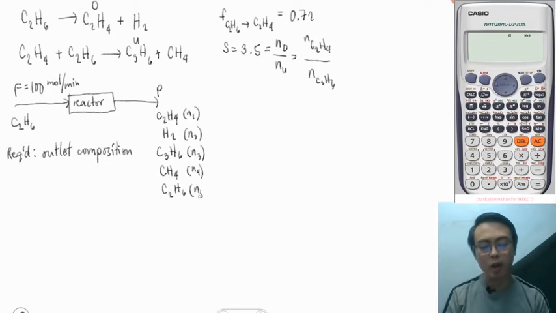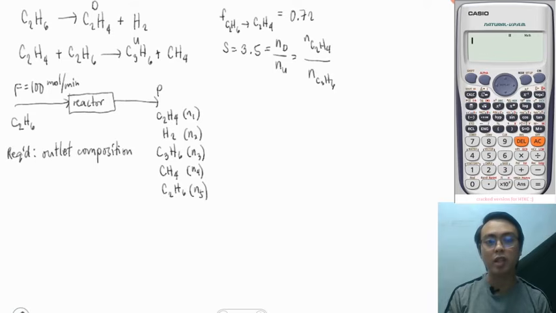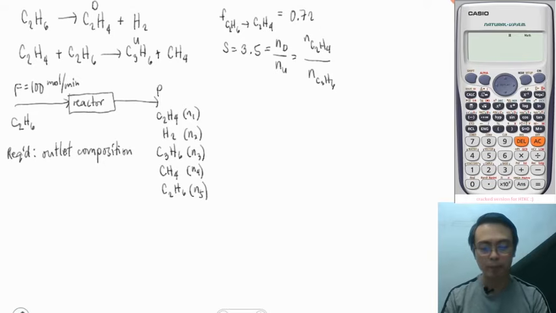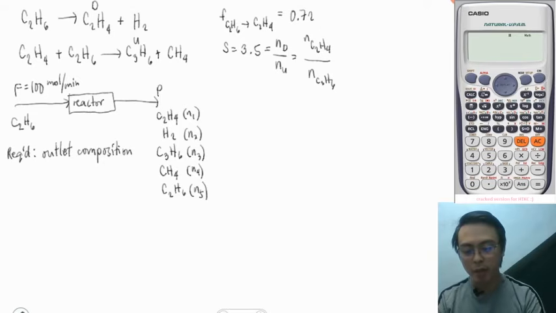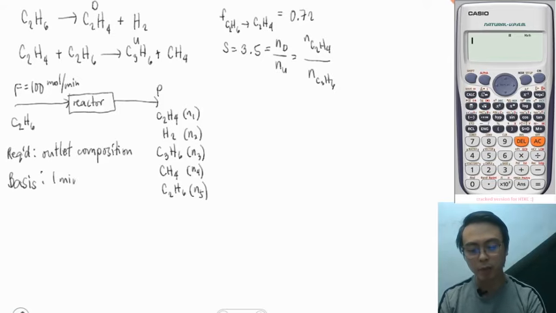So this is quite a long computation. We need to determine 5 amounts, but this will be easy because you're already given the conversion and the selectivity. So let's begin. First, basis. The basis for this problem would be based on the feed. Let's have a 1 minute operation.